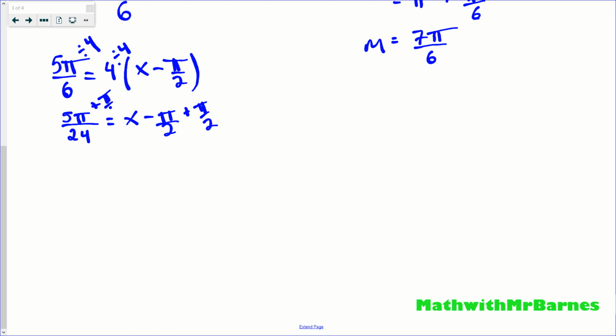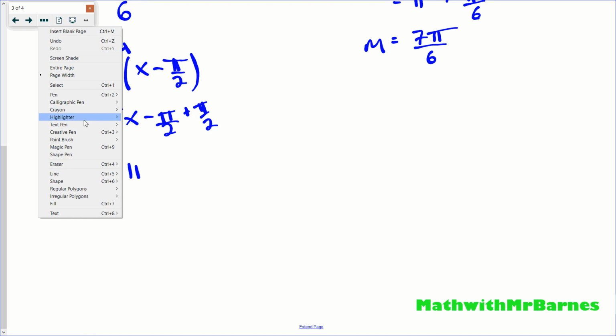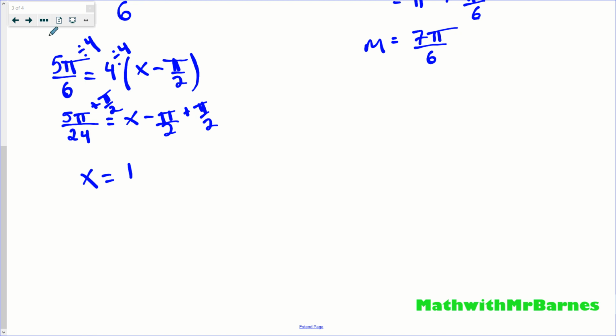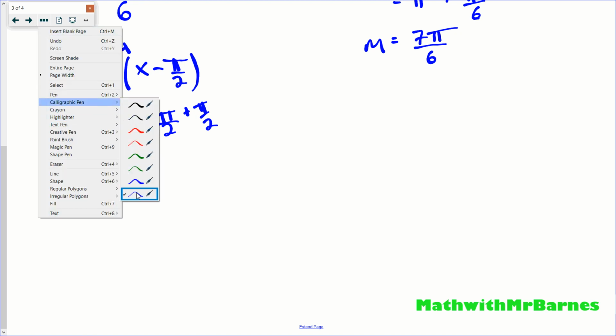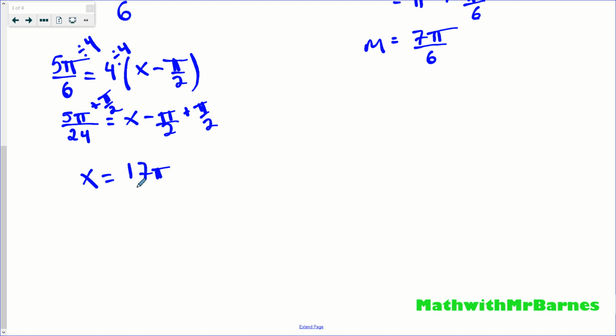So there's a lot going on with this stuff, right? So I get x equals, and then I'm just going to go straight to my Casio, 5 pi over 24 plus pi over 2, and end up with 17 pi over 24. Let me erase that. All right, 17 pi over 24. So there it is. So certainly not the easiest thing to do in the world, and we actually have to do it again, right? Because we got two m values.